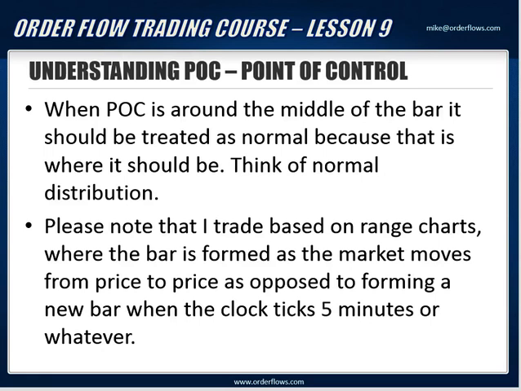Now, when the point of control is around the middle of the bar, it should be treated as normal. That's because that's where it should be. Think of a normal distribution. Please note, I trade based on range charts, where the bar is formed as the market moves from price to price as opposed to forming a new bar when the clock takes 5 minutes or whatever. I prefer range charts over minute charts. It's a personal choice. I know traders that use minute charts and are quite successful. I prefer range charts personally because I like to see how the market moves from one price level to the next price level.